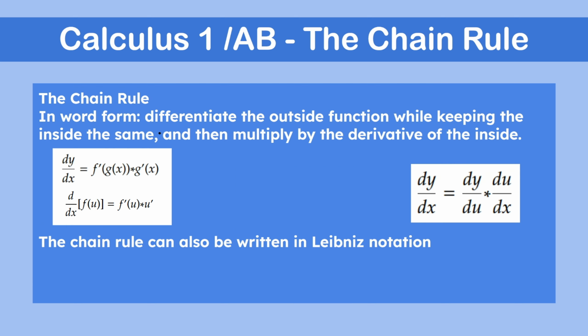So in word form, we differentiate the outside function while keeping the inside function the same, and then we multiply by the derivative of the inside. So this is what we did right here.